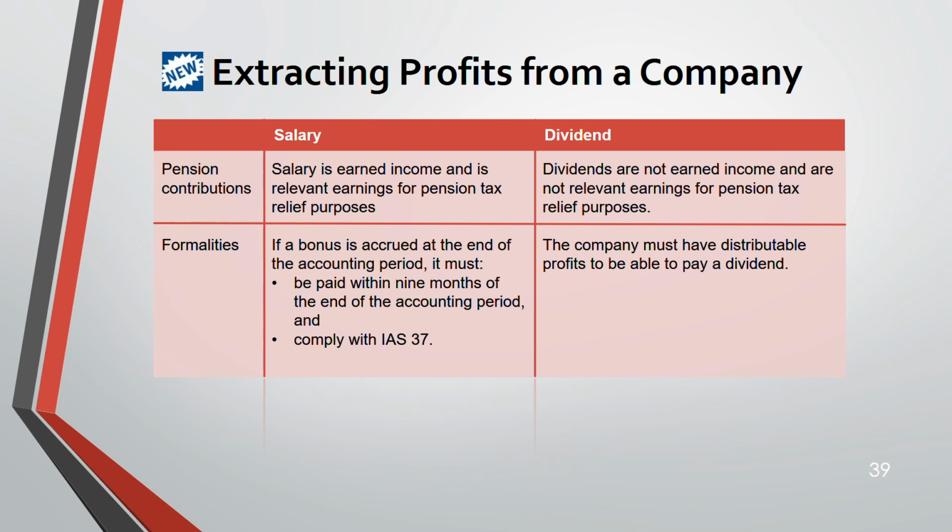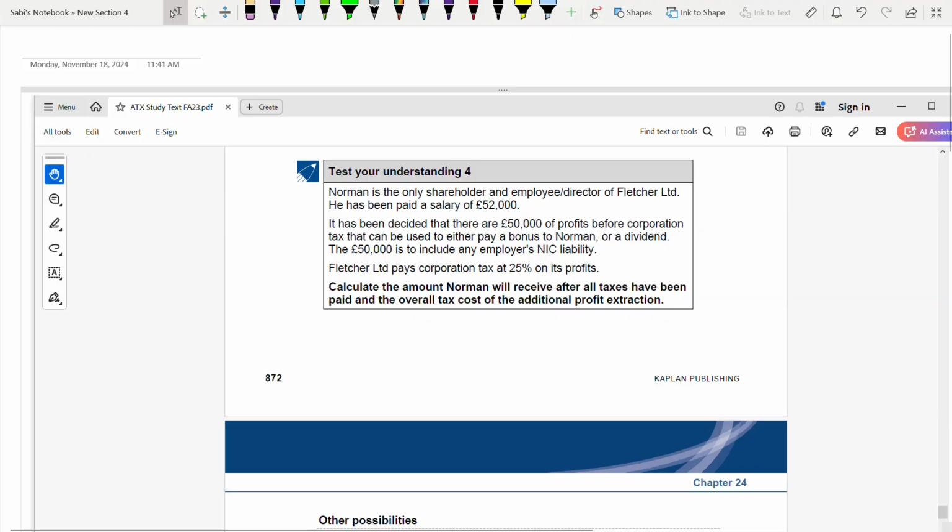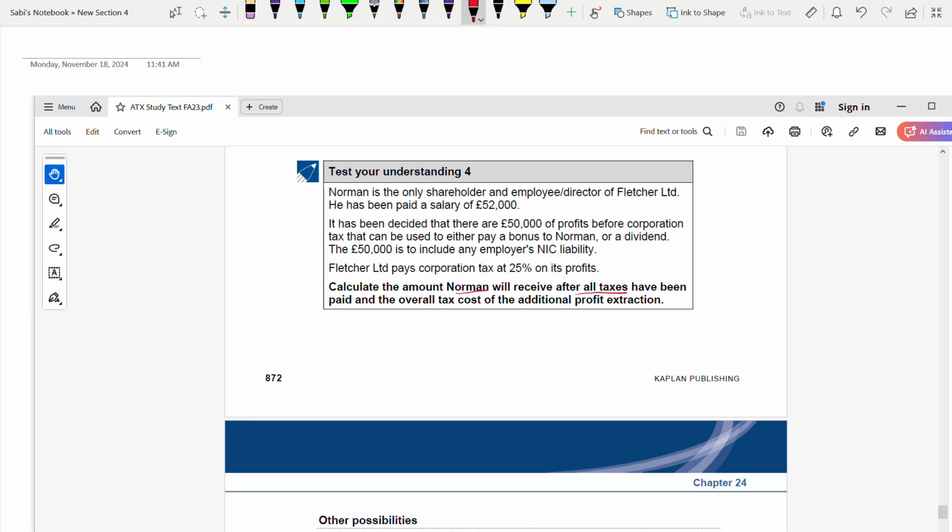So now let us do a question on extracting profits. Test your understanding. You have to calculate the amount Norman will receive after all taxes, and the overall tax cost of an additional profit extraction. Norman is the oldest shareholder and employee director of a company, paid a salary of 52,000. There are 50,000 of profits before corporation tax that can either be used to pay a bonus or a dividend. The 50,000 is to include any employer's NIC liability. Corporation tax is at 25%.